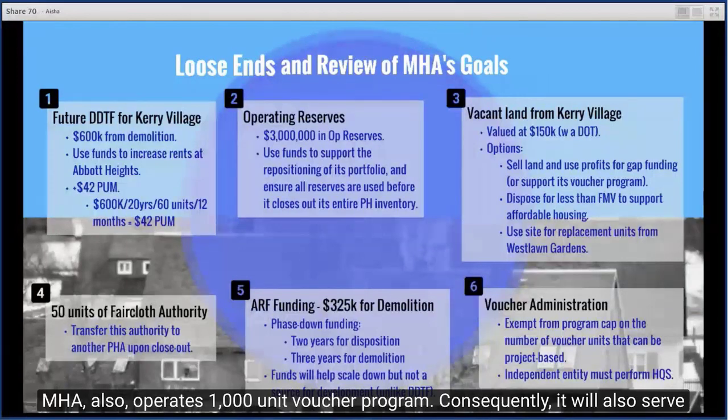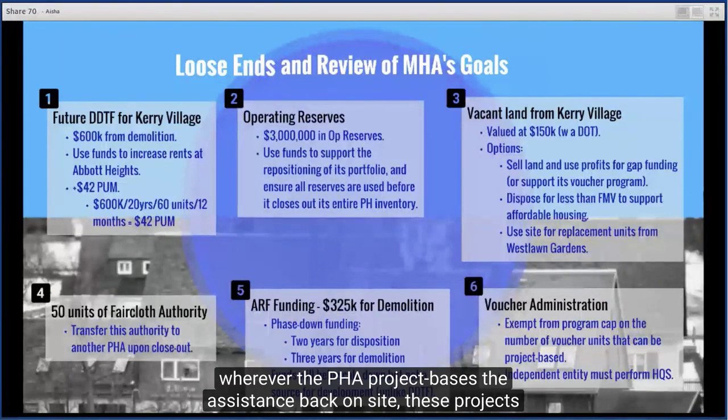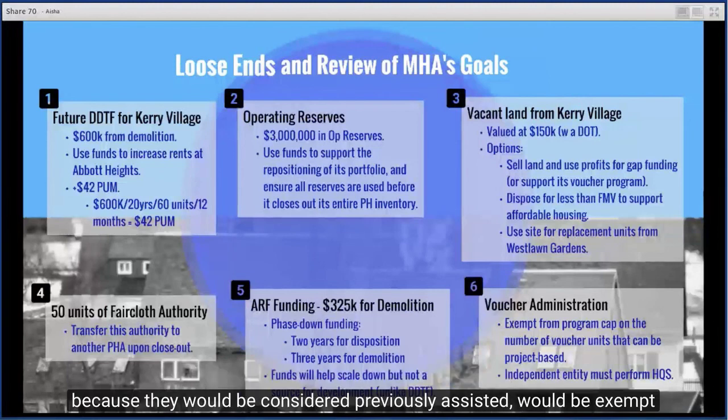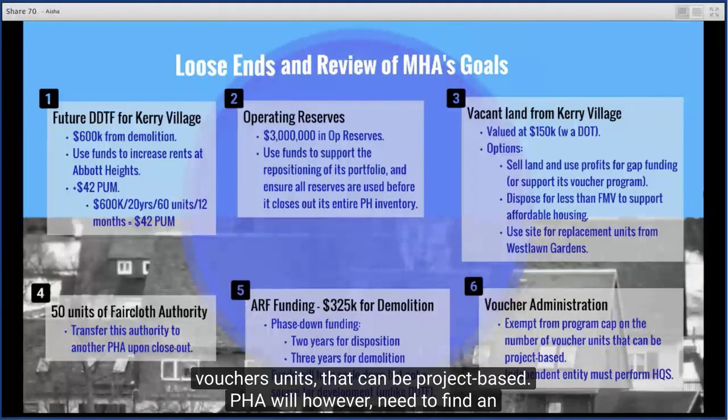Lastly, the MHA also operates a 1,000-unit voucher program. Consequently, it will also serve as the voucher administrator for any units that it converts to PBVs. Moreover, wherever the PHA project-bases the assistance back on site, these projects, because they would be considered previously assisted, would be exempt from the voucher program cap on the number of voucher units that can be project-based.